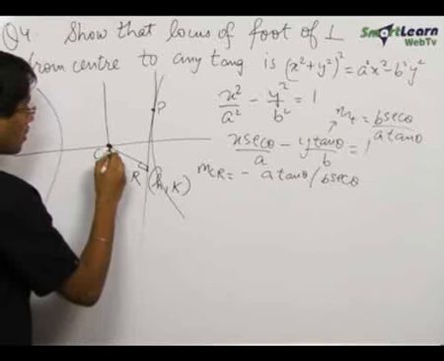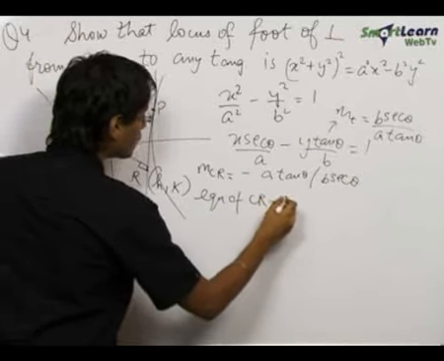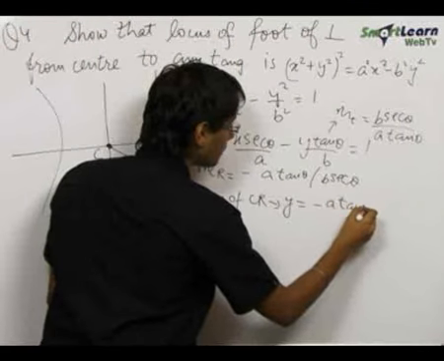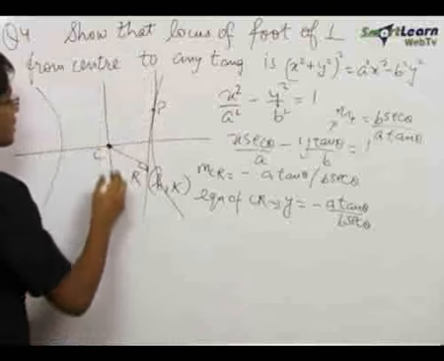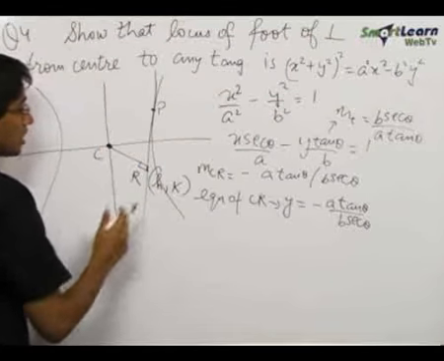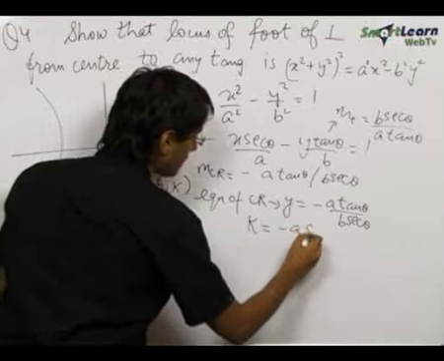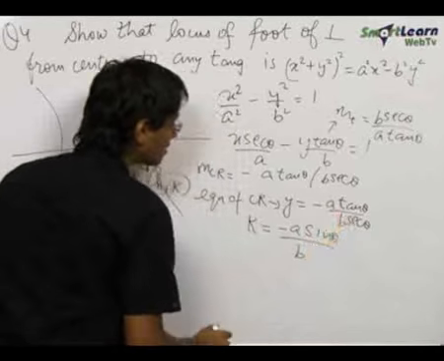and it is passing through the origin. So equation of CR can be written as y is equal to mx, that is y is equal to minus a tan theta by b sec theta. And since the point R, that is h comma k, is satisfying this equation, we have k is equal to minus a sin theta upon b cos theta, and sec theta cancels.